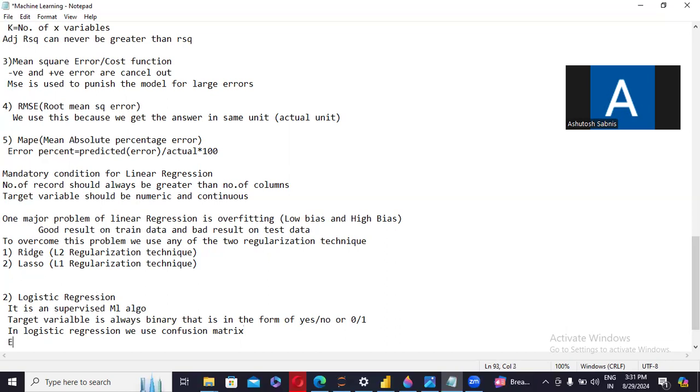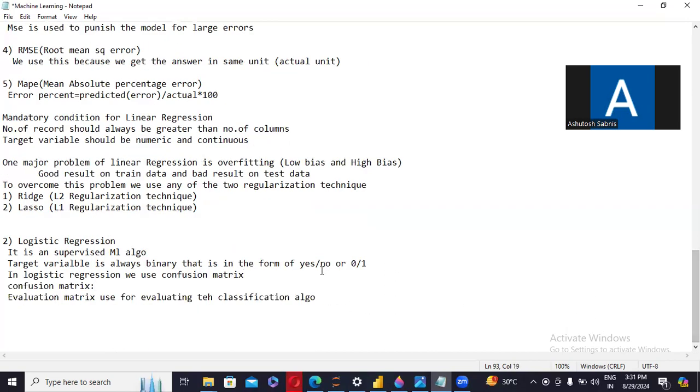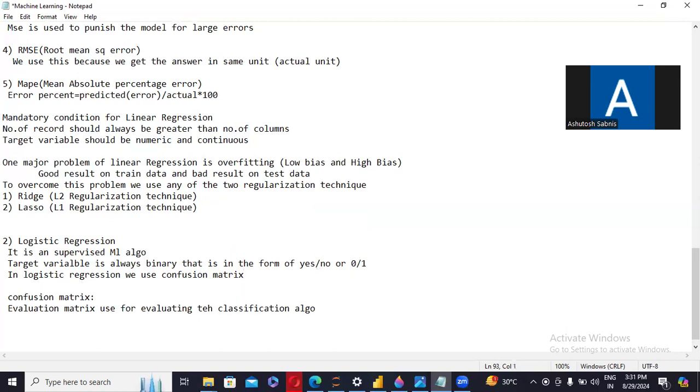The evaluation matrix used for evaluating the classification algorithm is the confusion matrix. We use the confusion matrix for this. I will write down here confusion matrix. Just leave a line here so that you will get it clearly.